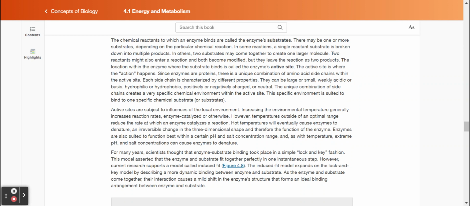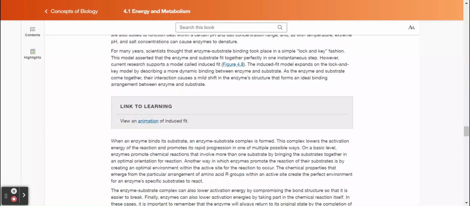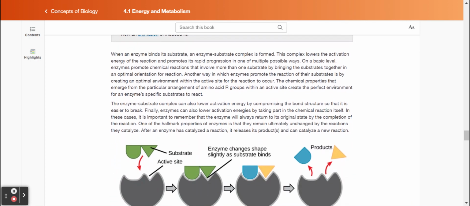For many years, scientists thought that enzyme-substrate binding took place in a simple lock and key fashion. This model asserted that the enzyme and substrate fit together perfectly in one instantaneous step. However, current research supports a model called induced fit. The induced fit model expands on the lock and key model by describing a more dynamic binding between enzyme and substrate. As the enzyme and substrate come together, their interaction causes a mild shift in the enzyme structure that forms an ideal binding arrangement between enzyme and substrate.